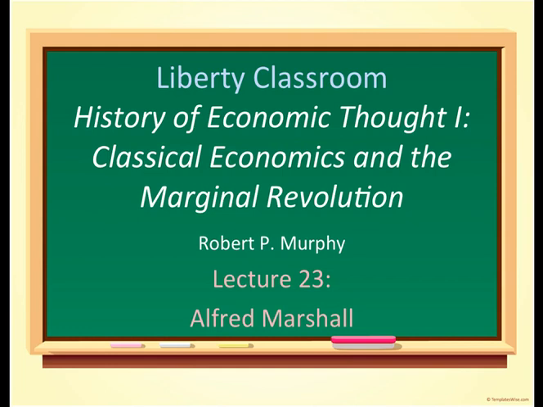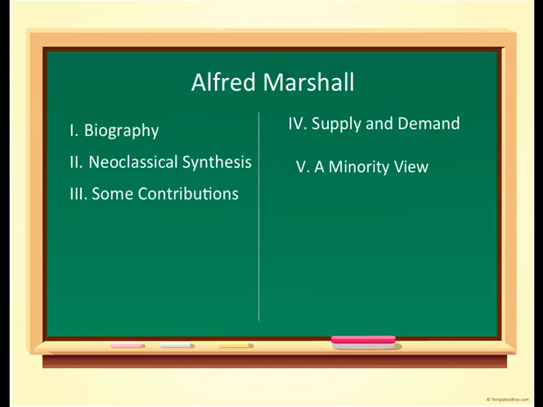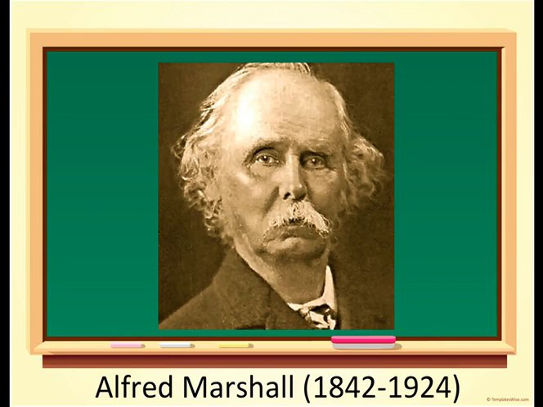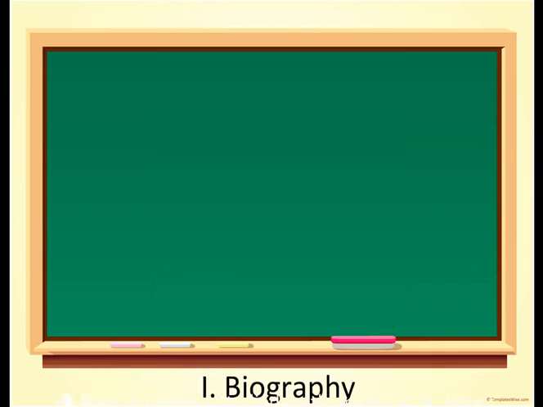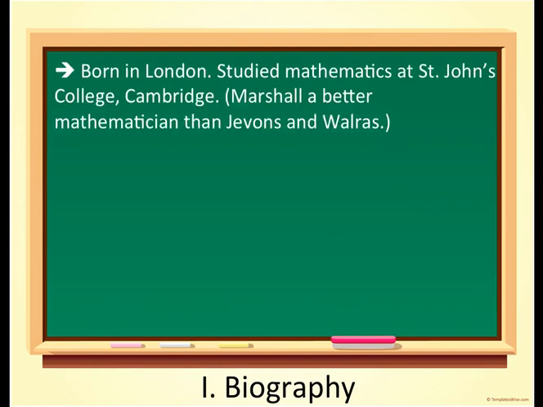Some of you may be feeling a sense of accomplishment, others perhaps a sense of relief. So, Marshall was from 1842 to 1924. Some biographical remarks. Born in London, studied mathematics at St. John's College in Cambridge, and incidentally, Marshall, by all accounts that I've read, was a much better mathematician than even the explicitly mathematical economists of that period, such as Jevons and Walras.